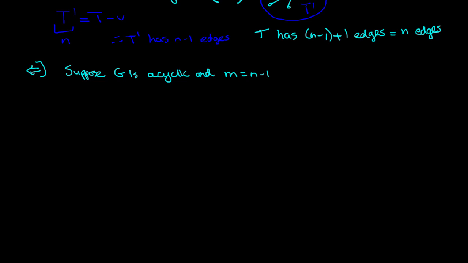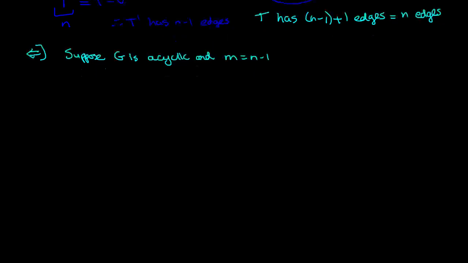Okay, so we're going to say suppose G is acyclic, and m, which is the number of edges, is equal to n minus 1, the number of vertices minus 1. So if our goal right now is to show that G is a tree, all we need to do is show that G is connected. All right, so let's give ourselves a bit of space to do this.